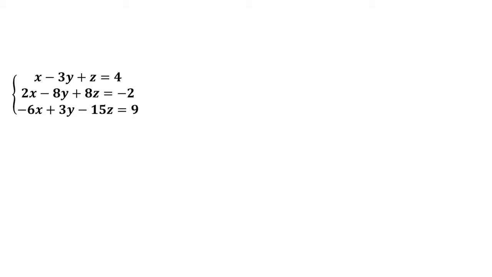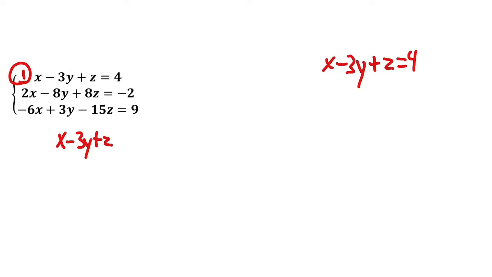I'm noticing right now that equation number 1 is already perfect, because if you look, that leading coefficient, in other words, the number next to x, is 1, which is why we're not actually seeing a number. So I'm just going to write that right here, x minus 3y plus z equals 4, because I know that's going to be my first equation. But now I'm going to take that equation, x minus 3y plus z equals 4, and I'm going to subtract the second equation.